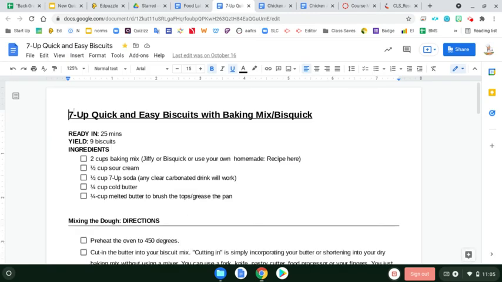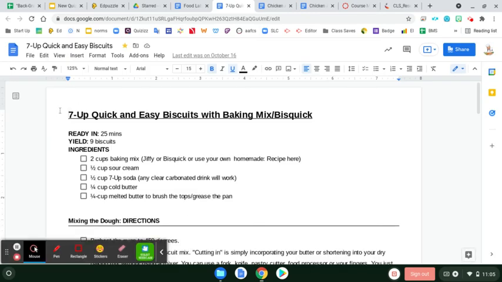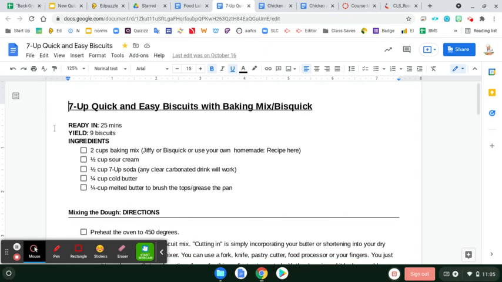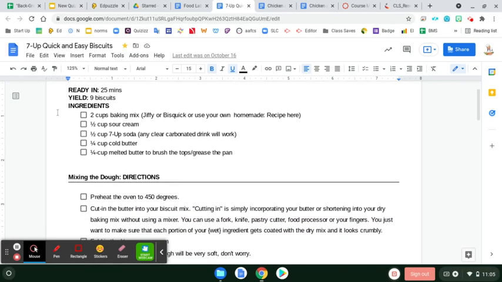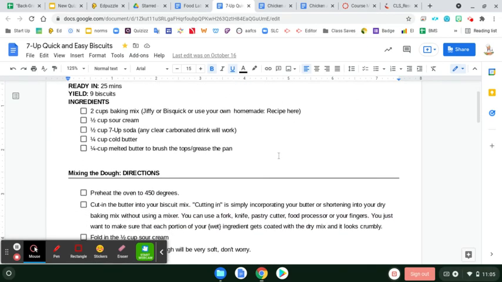For example, we completed the 7-Up Easy Biscuits using baking mix. In these directions, other than measuring, there isn't anything that needs to be prepared except for maybe melting butter. So you need about a fourth of a cup, a quarter of a stick of melted butter.